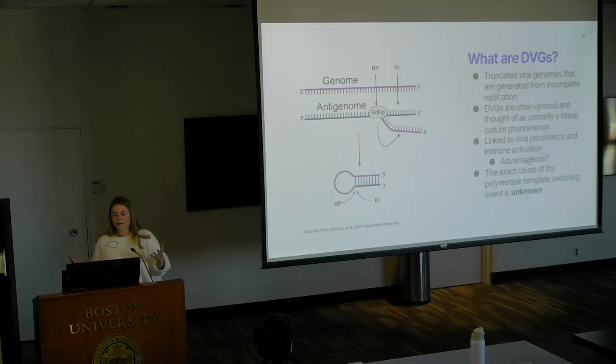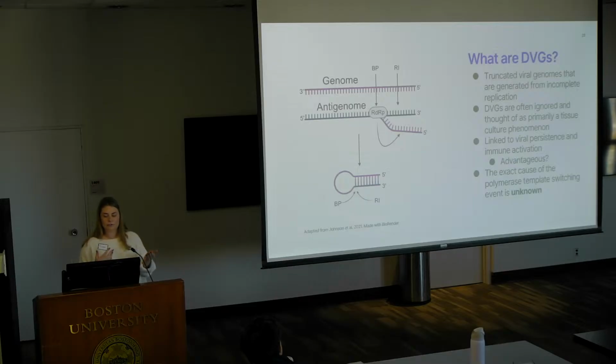And so defective viral genomes in the virology space, until I would say probably like the early 2000s, were a fairly ignored phenomenon and primarily thought of as a thing that only happened in tissue culture when you're working with stocks that had been domesticated over time. However, current research is showing that, in fact, they are being made in the process of authentic in vivo infections. And they've been linked to viral persistence and immune activation, which may be advantageous for the virus. The exact cause of that polymerase template switching event that creates a copyback DVG remains unknown.